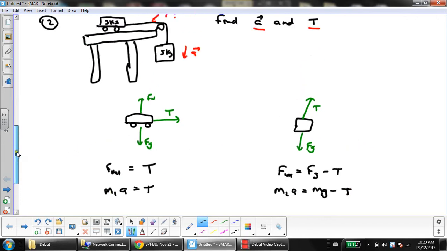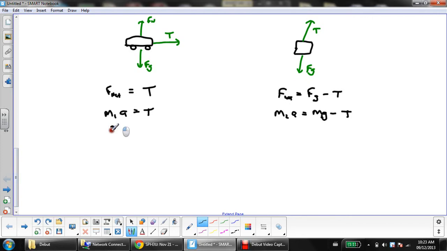What did I say the masses were? 3 and 5. So this is 3a equals T. And over here I get 3a equals 3 times 9.8 minus T. And now I've got to substitute. I've got an equation here with a and T, and an equation here with a and T. I'm going to bring these together.